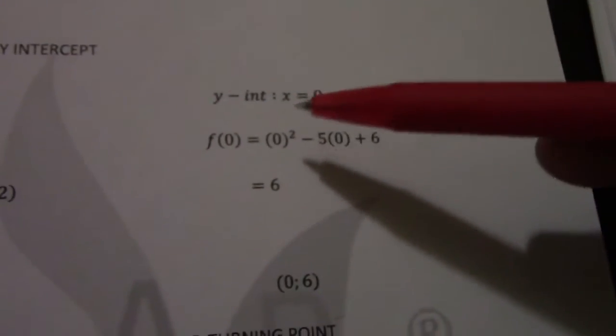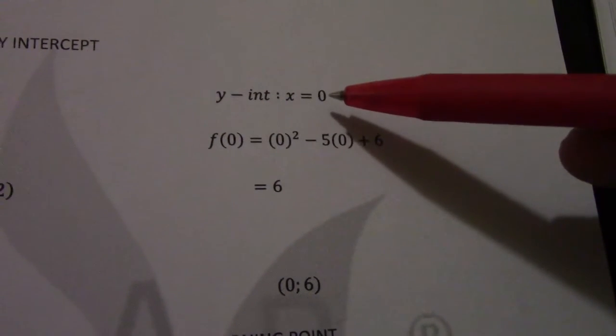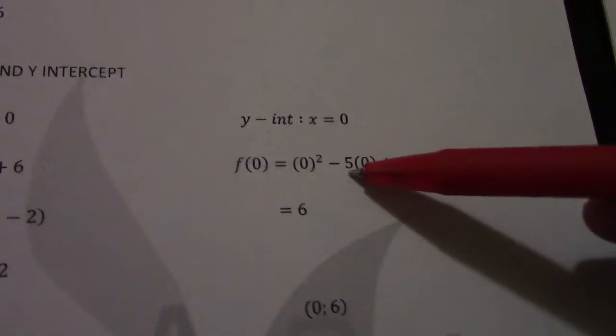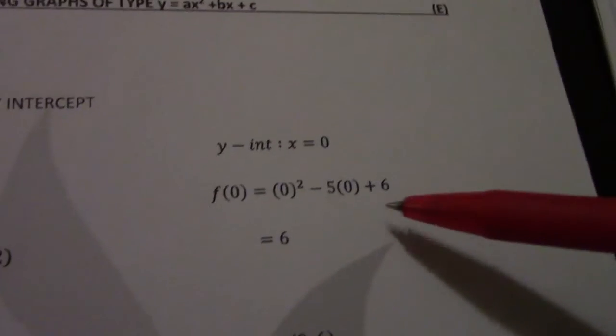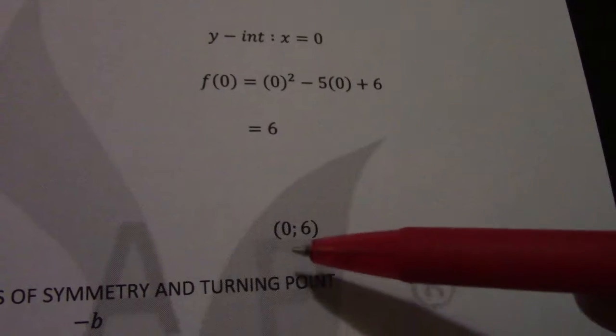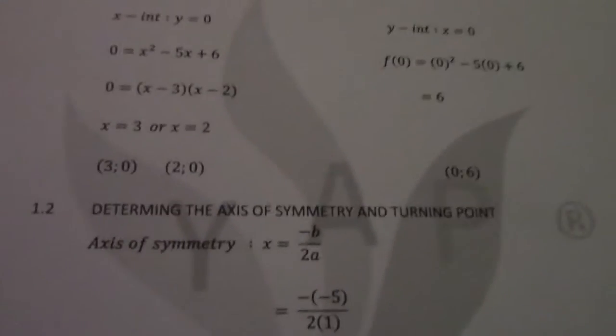If we go across, for the y-intercept, x equals 0. So wherever x appears, I substitute in a 0. You see that 0² - 5 times 0 leaves behind 6. So my coordinate there is (0; 6).